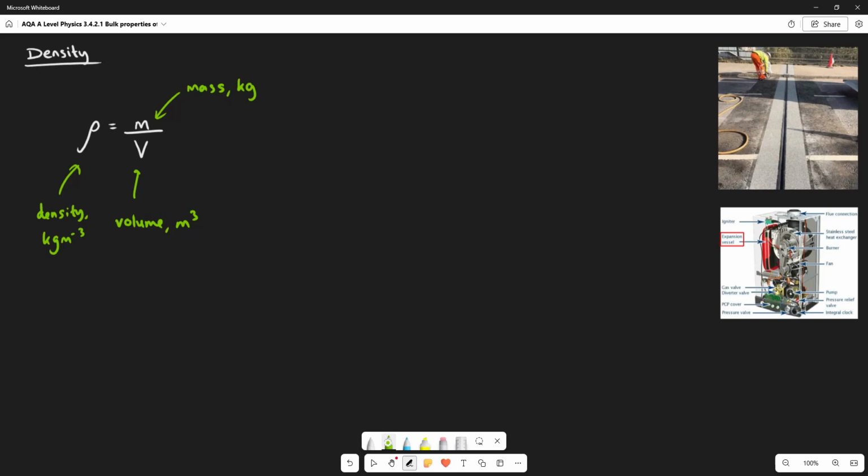In other disciplines, they may be dealing with smaller masses and smaller volumes, for example chemistry. In chemistry, they will tend to measure mass in grams and volume in decimeters cubed or centimeters cubed. So their density measurements will be grams per decimeter cubed, or maybe grams per centimeter cubed. And very often, if they're dealing with liquids, they will measure the volume in terms of millilitres.